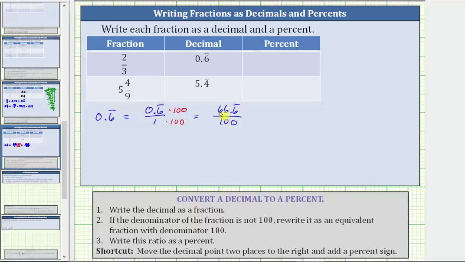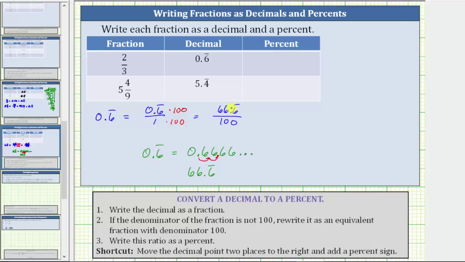The shortcut for multiplying by 100 is to move the decimal point 2 places to the right. So if we have 0.6 repeating, we know this is equal to 0.6666 and so on. To multiply by 100, we move the decimal point 2 places to the right. So 1, 2. The decimal point is here. Notice how this does give us 66.6 repeating, or 66.6 with a bar over the 6.